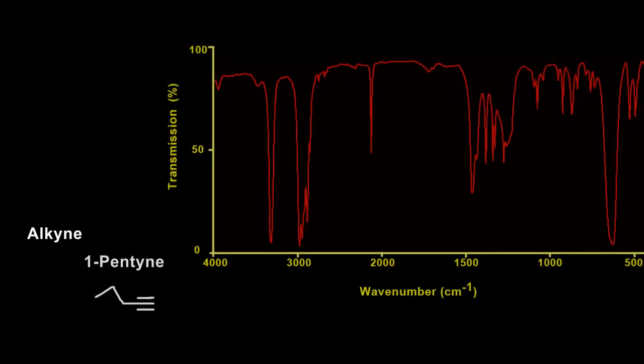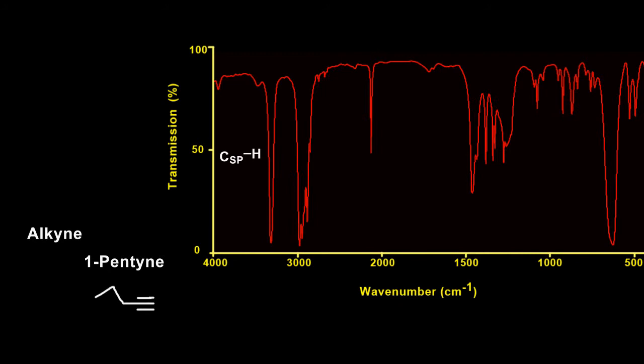For alkynes, for example 1-pentyne, the H bond with sp hybridized carbon falls at 3300, and the H bond with sp3 hybridized carbon falls around 3000 wave numbers. And lastly, the carbon-carbon triple bond falls around 2250 wave number.